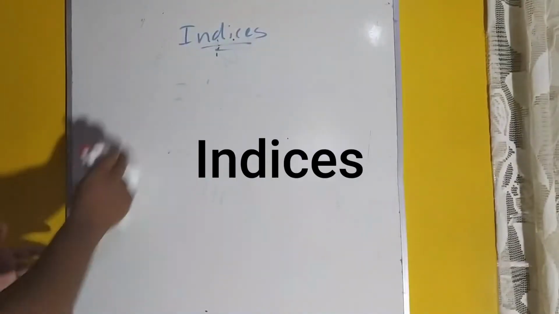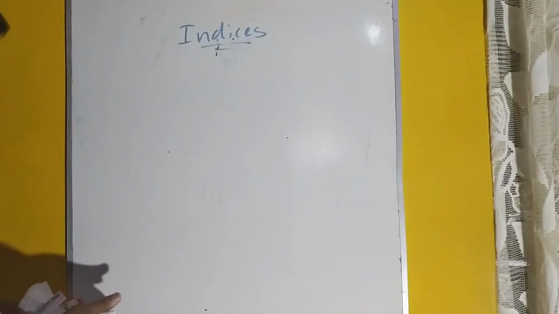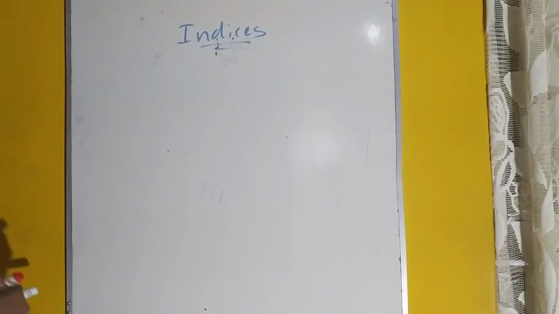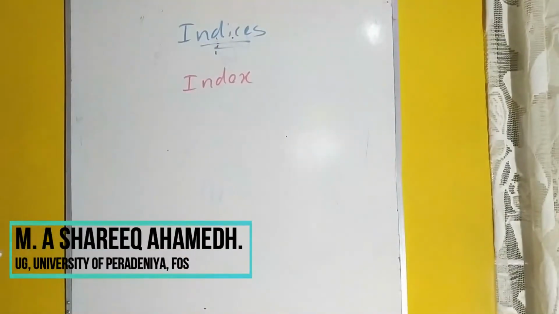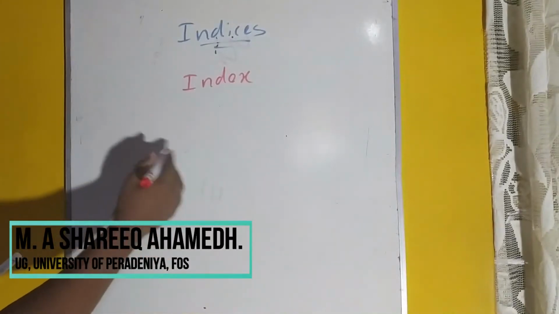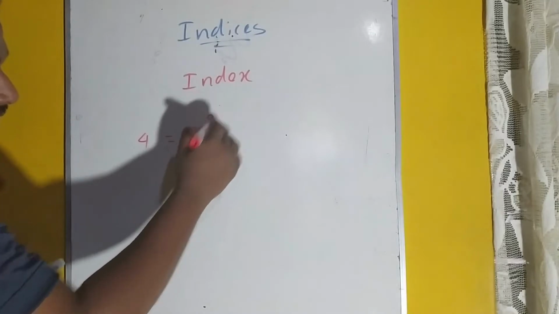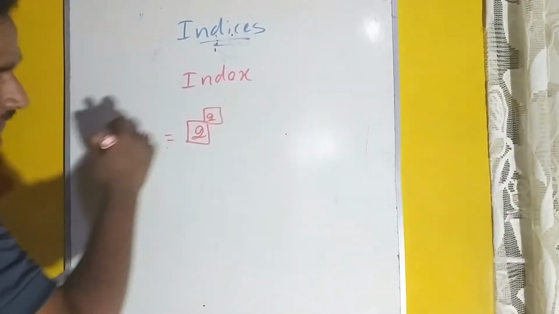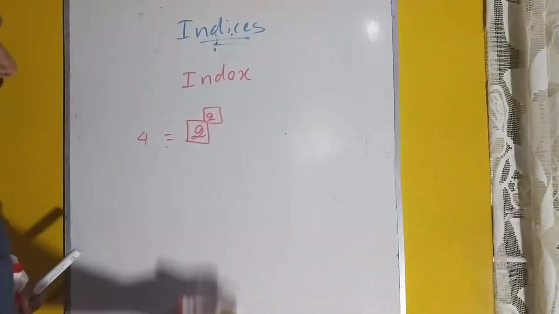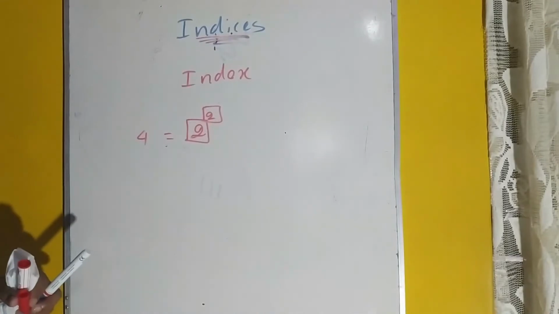Hey guys, today the lesson is indices. The singular term of indices is index. Index means, let's take a number. If I take a number, just I'm taking 4, you can write it as 2 to the power 2. If a number can be written by a base and a power, that's what we call index form. If there are lots of indexes like this, that is what we call indices.